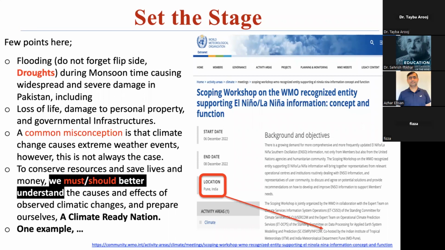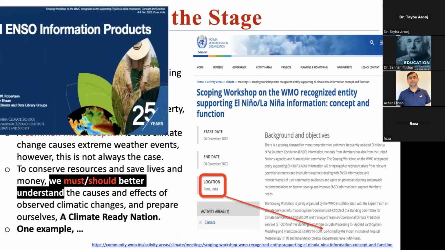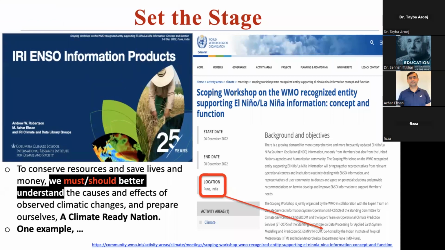So people are caring about El Nino and La Nina information and their impacts on their society. There are about 50 participants, and I looked at the list and none was from Pakistan, mostly from India, Japan, Europe, US, everywhere, but not Pakistan. So it seems we need to do a better job in terms of understanding and our knowledge about this phenomenon. From the IRI side, my supervisor, Andrew Robertson, was there, and we presented our IRI information products.